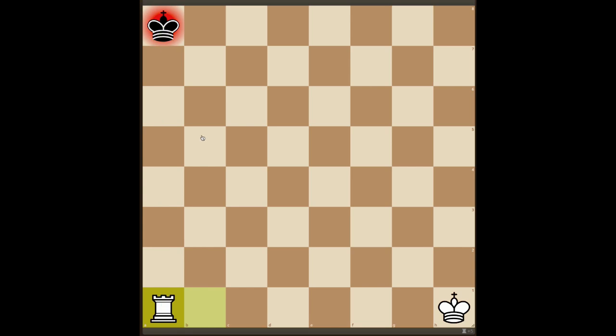So now the king has three ways to get out of check. One of them is to move out of the way. So let's see what that looks like. The king just steps aside. Now he's no longer in check. You see, the rook cannot get him because he has moved to this square. All right, let's look at another example.